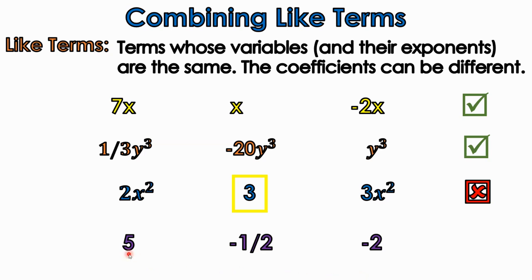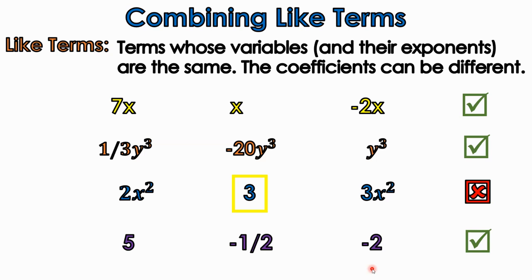Well, like terms are terms whose variables and their exponents are the same. These don't have variables. Even though they don't have variables, as long as they're all numbers, so these are all what we call constants, so 5, -1/2, -2, they're just numbers by themselves. Numbers by themselves are also like terms as well. We could group those together. Like I could add 5 and a negative half together and negative 2. I'm able to combine just numbers together. Okay, so those are a few examples of what like terms are.